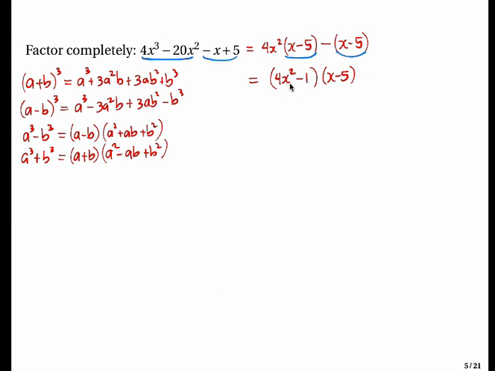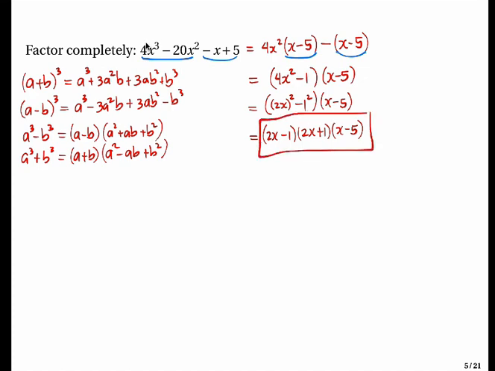And again, for 4x squared minus 1, we use difference of two squares because 4x squared can be written as (2x) quantity squared and then minus 1. Let me just put that squared again. And then here you have x minus 5. So for this expression, we use again difference of two squares. We have 2x minus 1 times 2x plus 1 times x minus 5. So this is the complete factored form of this expression here. Okay?